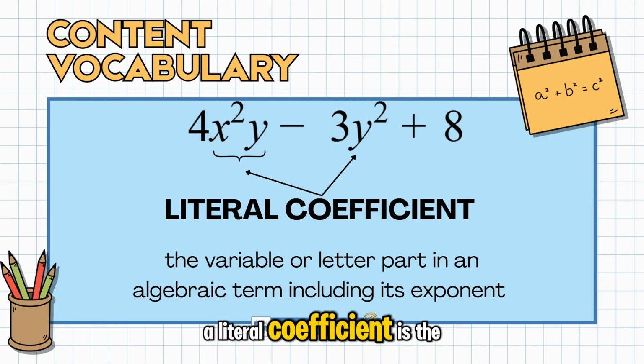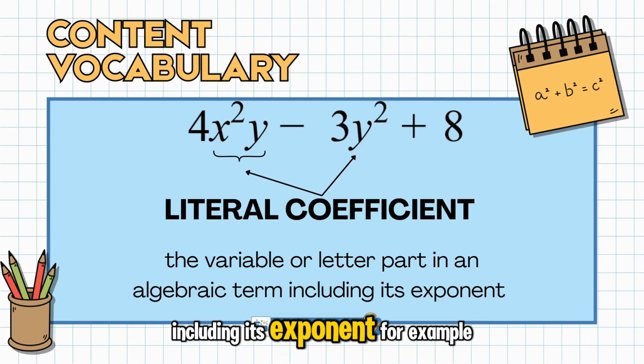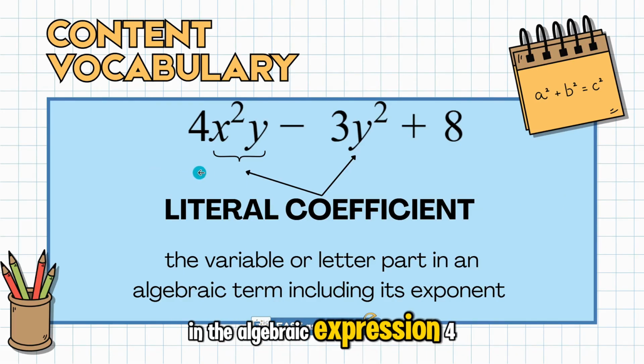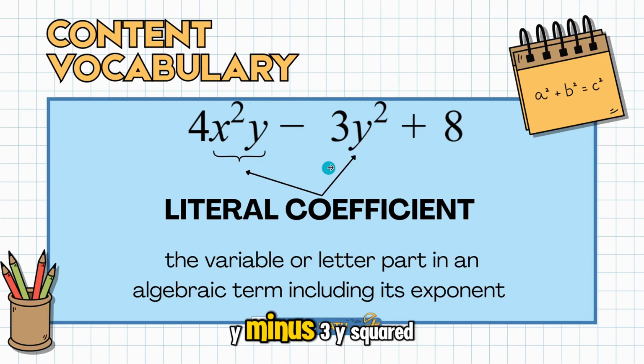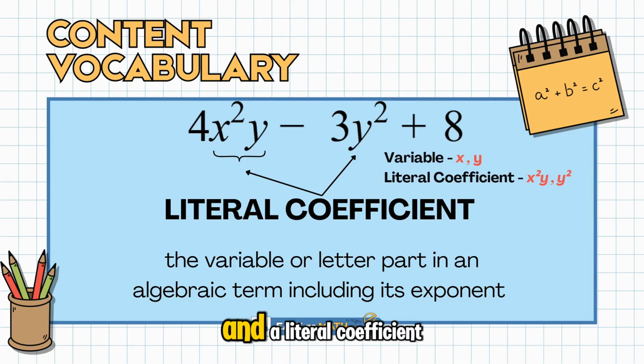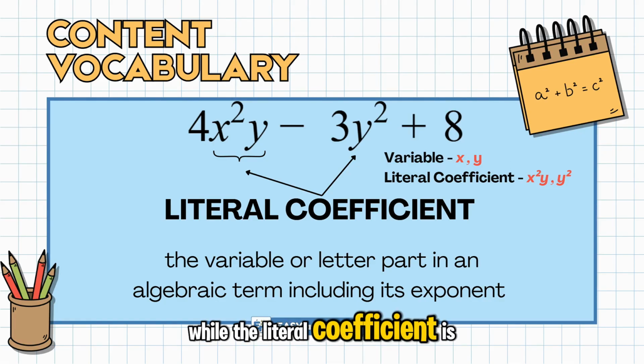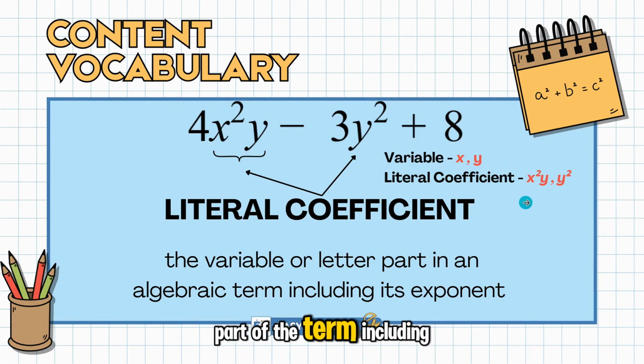A literal coefficient is the variable part of an algebraic term, including its exponent. For example, in the algebraic expression 4x squared y minus 3y squared plus 8, the literal coefficients are x squared y and y squared. The difference between a variable and a literal coefficient is that a variable is a single letter, such as x and y, while the literal coefficient is the entire variable part of the term, including its exponent. In this example, x squared y and y squared.